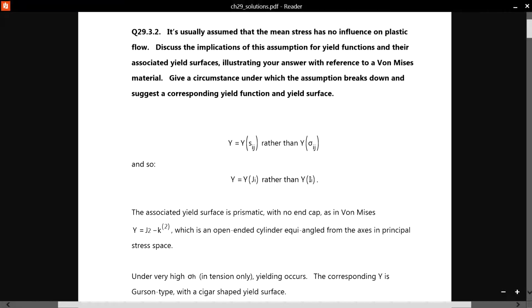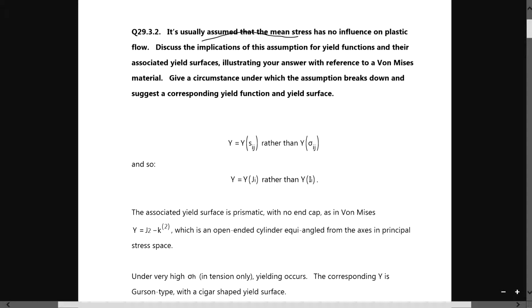The next question: it is usually assumed that the mean stress, which is the stress acting perpendicular to your plane, or the hydrostatic stress, has no influence on your plastic flow. Therefore, discuss the implication of this assumption for your yield functions and their associated yield surfaces. Then illustrate your answer with reference to a von Mises material being sheared. And what are the assumptions that break down, and suggest a corresponding yield function and yield surface.